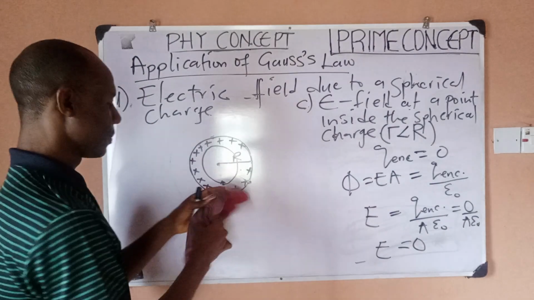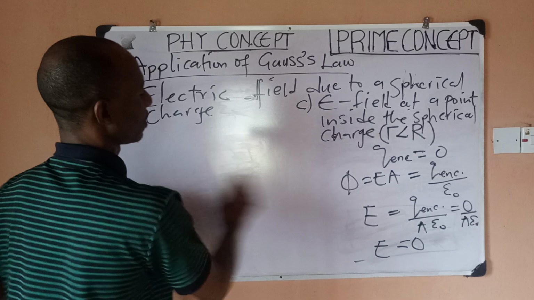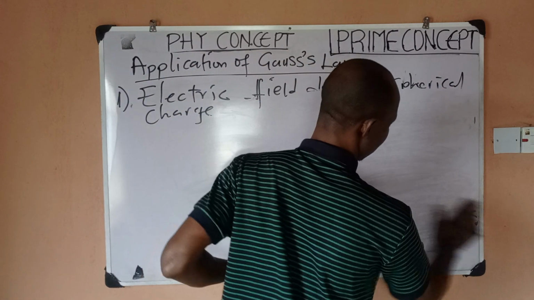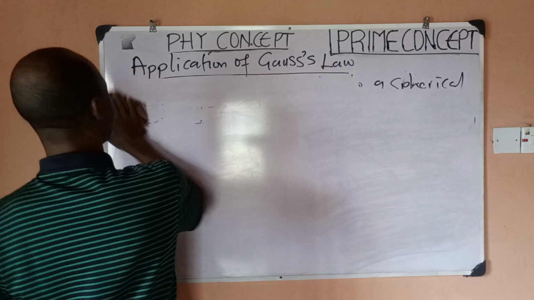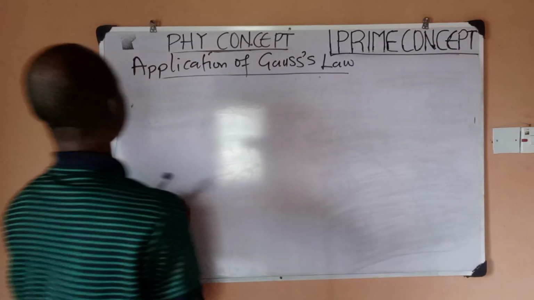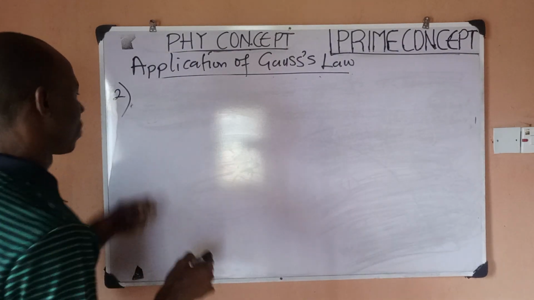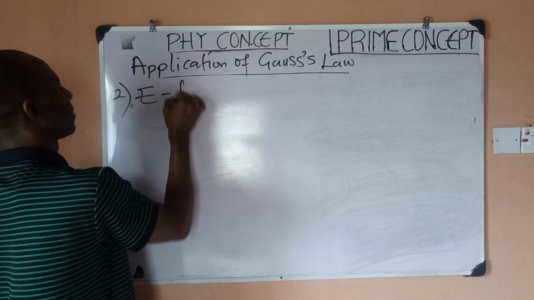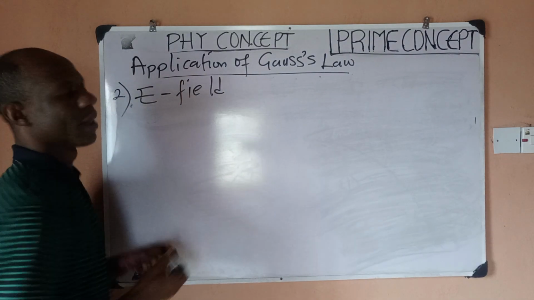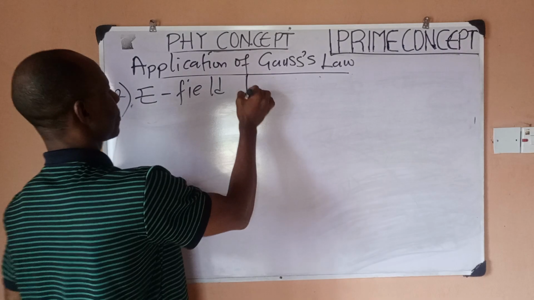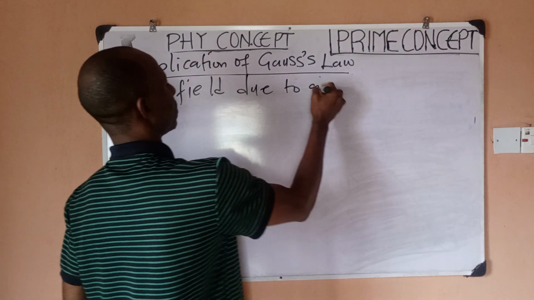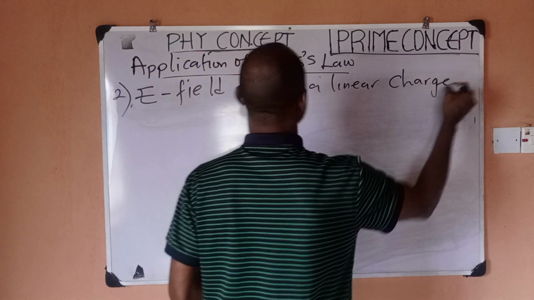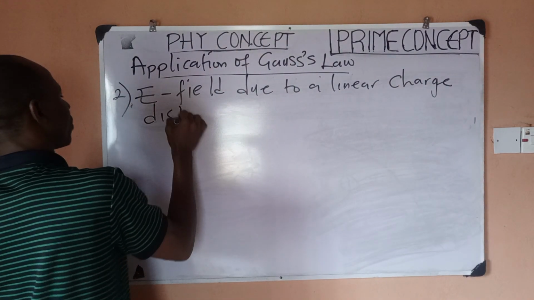So the next thing we want to consider is a second application, number 2. We want to look at how we can use Gauss law to find electric field due to a linear charge distribution.